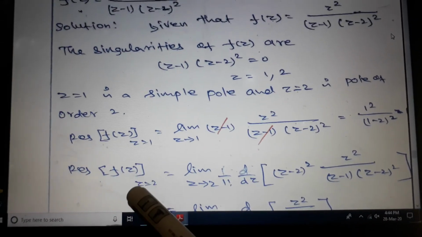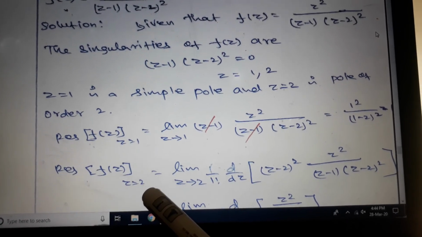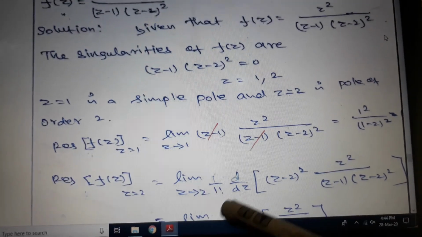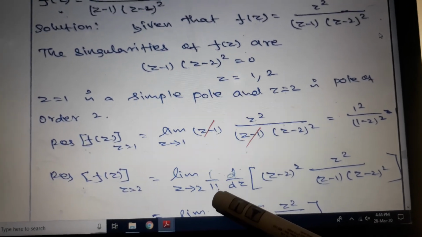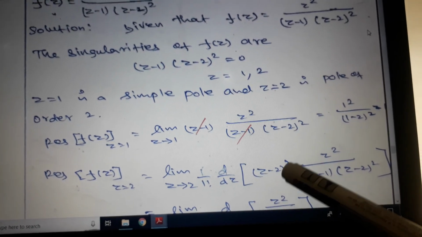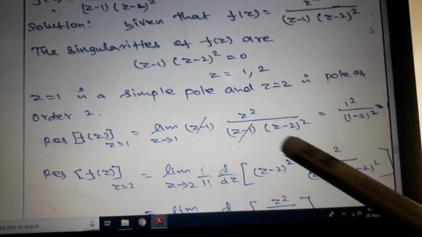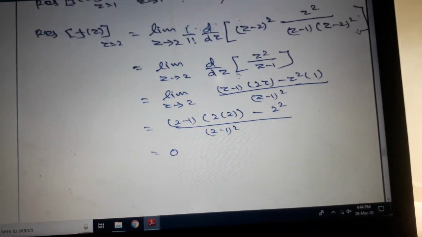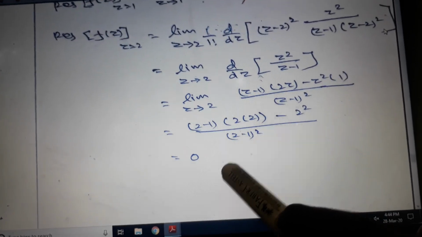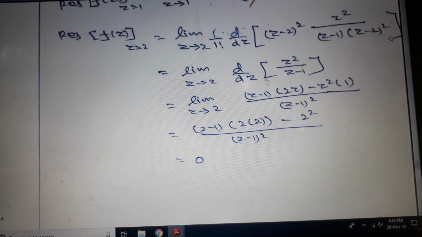Next, I have to find the residue of f of z at z equal to 2. Z equal to 2 is a pole of order 2. That means in our formula, my a value is 2, m value is 2. So 1 by (m minus 1) factorial, (2 minus 1) factorial becomes 1. So d power m minus 1 by dz power m minus 1, so d by dz of (z minus a) whole power m into f of z. So (z minus 2) whole square into f of z. I can cancel (z minus 2) whole square. Then apply the u by v formula, then substitute limit z equal to 2, finally I can get the answer. So this is an example for finding residues at a simple pole as well as at a pole of order m.